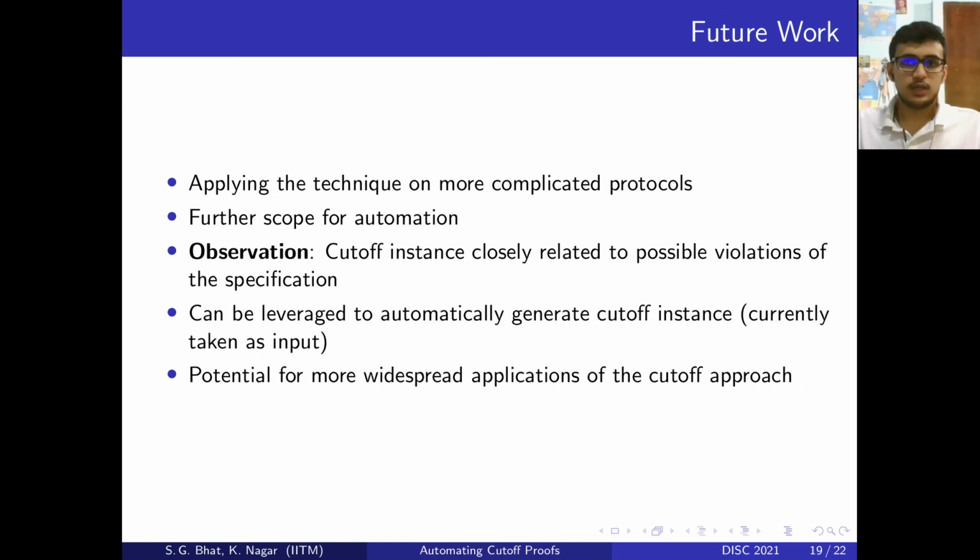Going forward, we would like to verify the feasibility of our technique on more complicated protocols. Currently, as we have seen, our proposed tool takes the cutoff instance, the sim function, and the two functions omega and tau as inputs, apart from the protocol description itself. We believe that there is significant scope to automatically generate some of these inputs. We would also like to leverage our observation that the cutoff instance is closely related to the possible violations of the specification. We believe that this can be used to synthesize the cutoff instance in an automated manner.